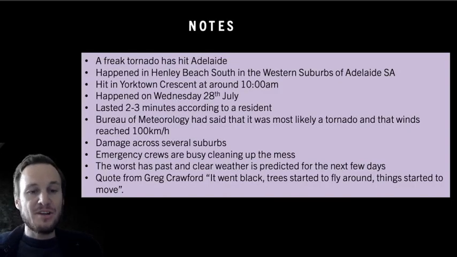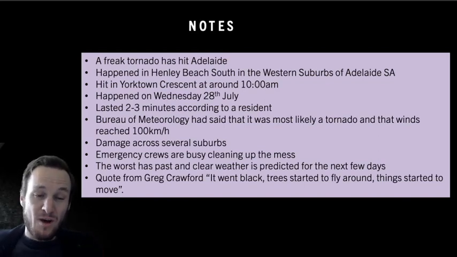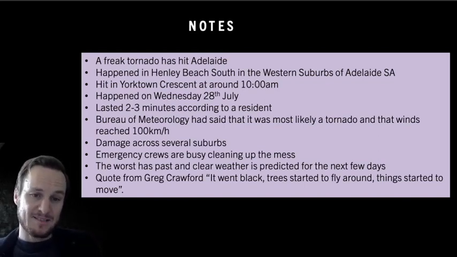Okay, so the notes that I took down were: a freak tornado has hit Adelaide. It happened in Henley Beach South in the western suburbs of Adelaide, South Australia. It hit in Yorktown Crescent. Apparently they only really hit one street, which is a bit weird. And it hit around 10 o'clock. That's going to be important. It happened on Wednesday, the 20th of July. They didn't say that in the story, but they did have it up the top.